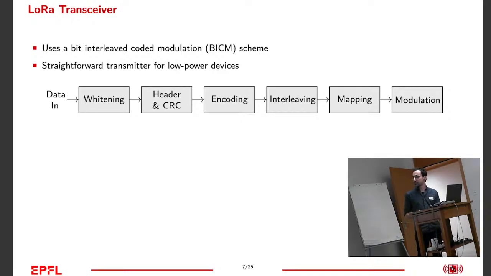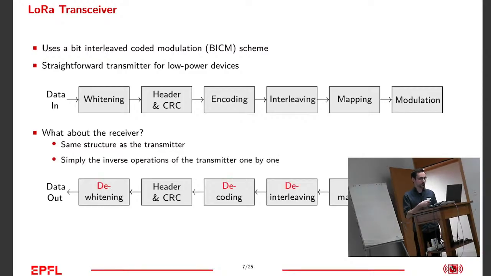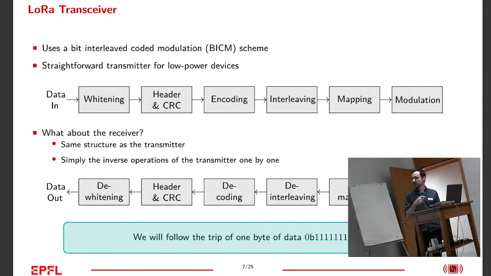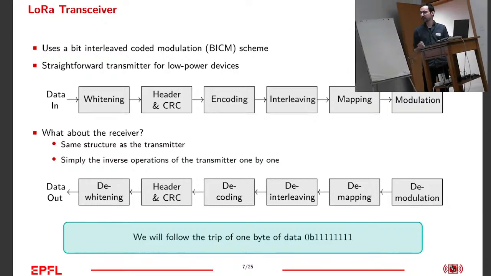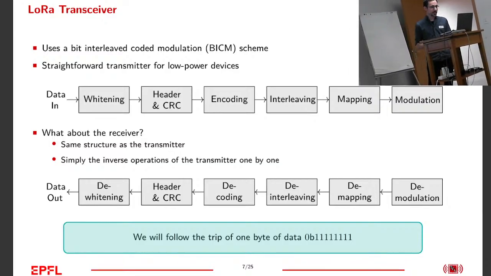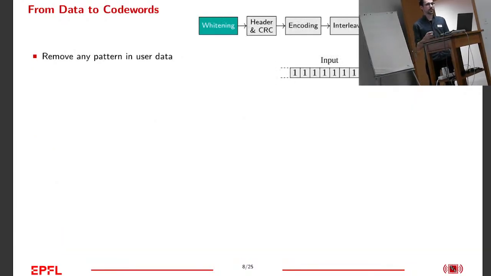The receiver is basically the same, a one-to-one match. Every block of the receiver will undo what the transmitter did, so it is also quite simple to follow. Before going into the details, to get the idea of what's going on through the transmitter and receiver, we'll just follow 1 byte of data through each step, and hopefully at the end we'll get it back. The first thing that we do is to remove any pattern in the user data.